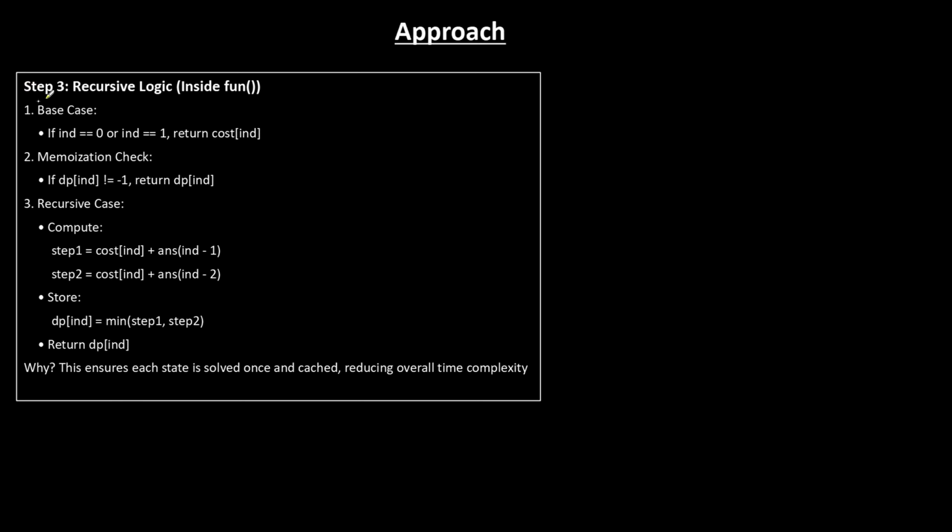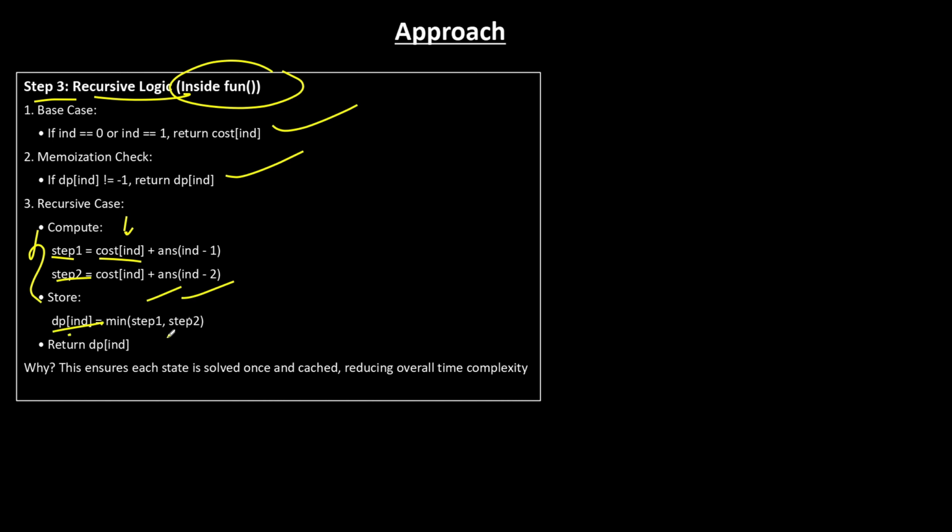Now at step 3, we'll add the main recursive logic inside the fun function. This is the base case I already talked about. This is the memoization check which we will be doing, and this is the main compute. Here we will calculate the sum for step 1 or step 2, and then in DP of that particular index where we are standing at, we will take the minimum of step 1 and step 2 and store it here, and then after that we will just return that particular DP to the above calls.